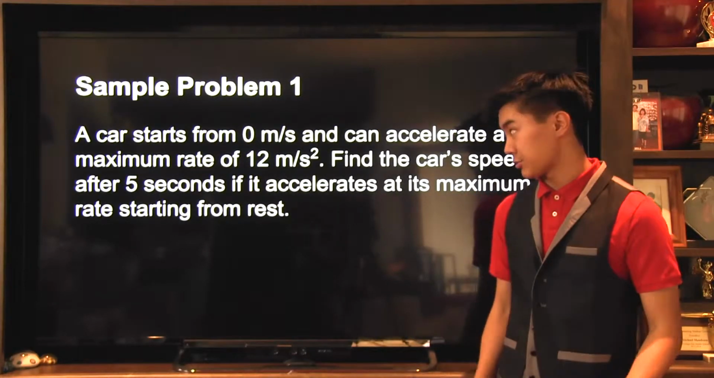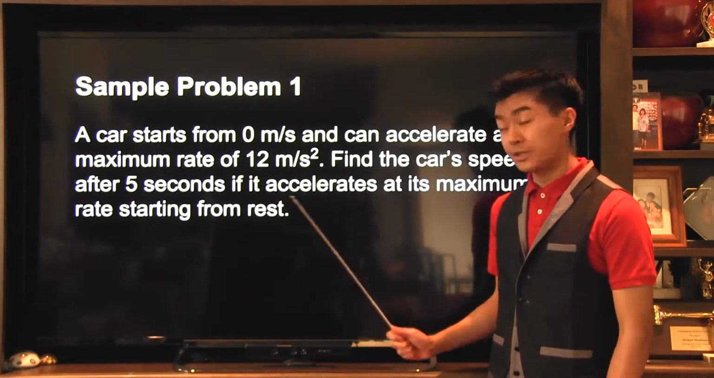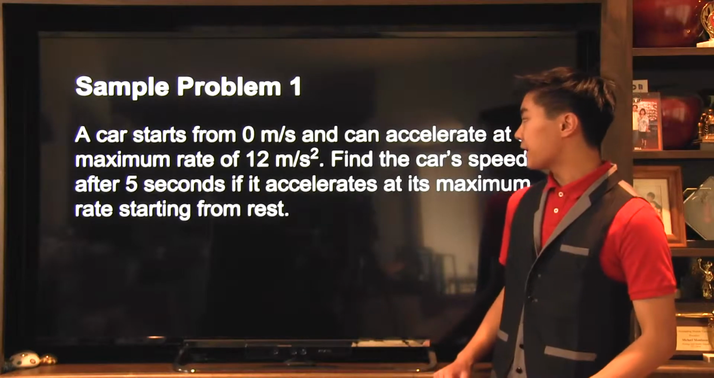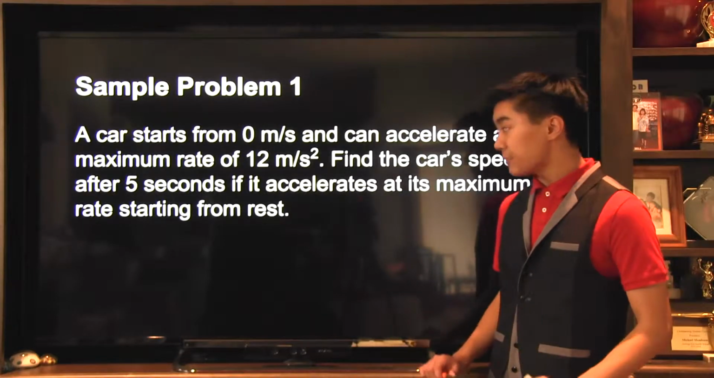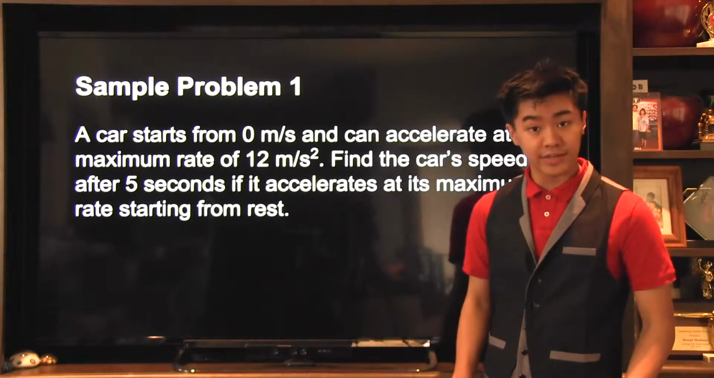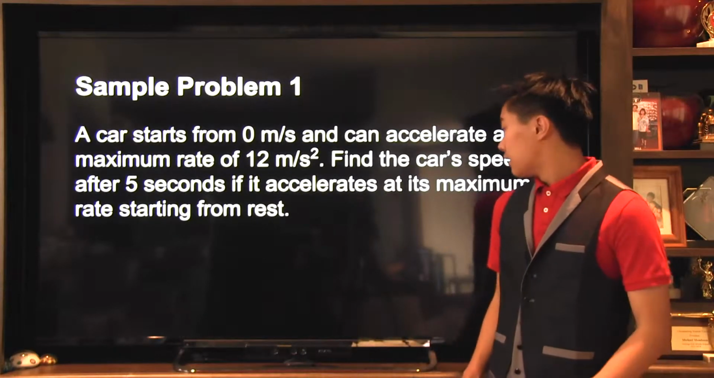Now, let's start with this one. A car starts from 0 meters per second and can accelerate at a maximum rate of 12 meters per second squared. Find the car's speed after 5 seconds if it accelerates at its maximum rate, starting from rest.